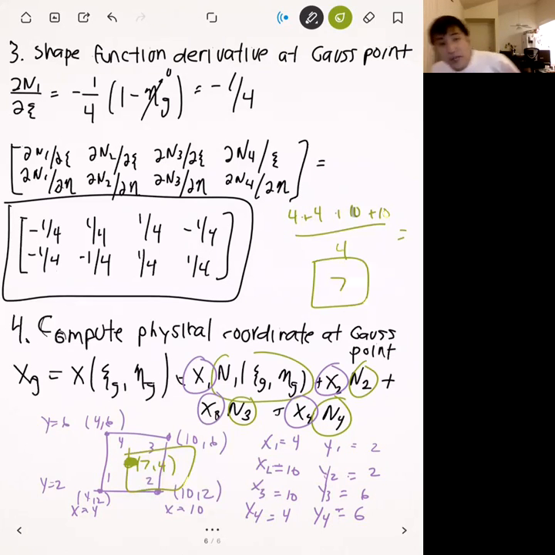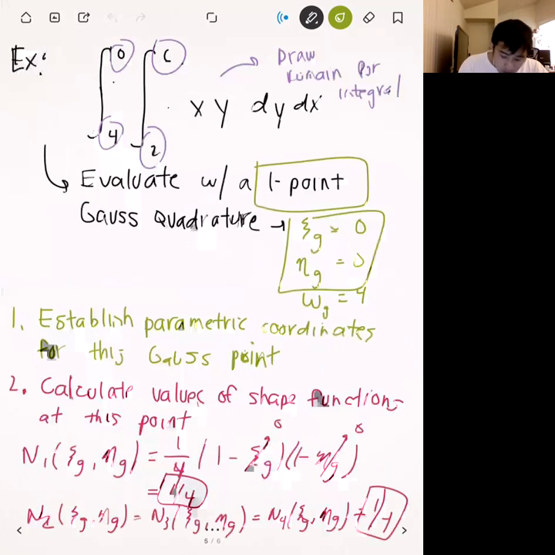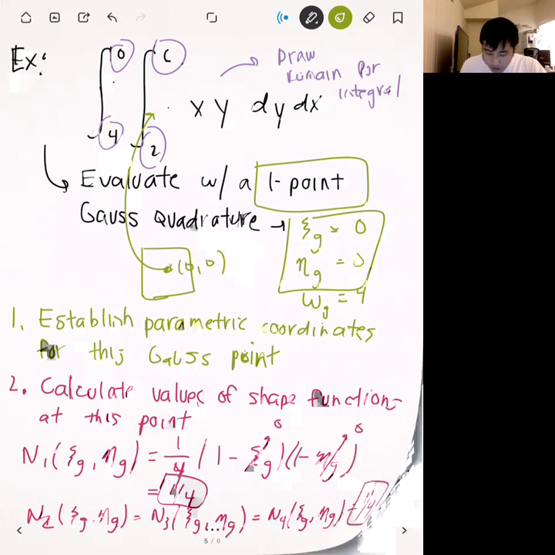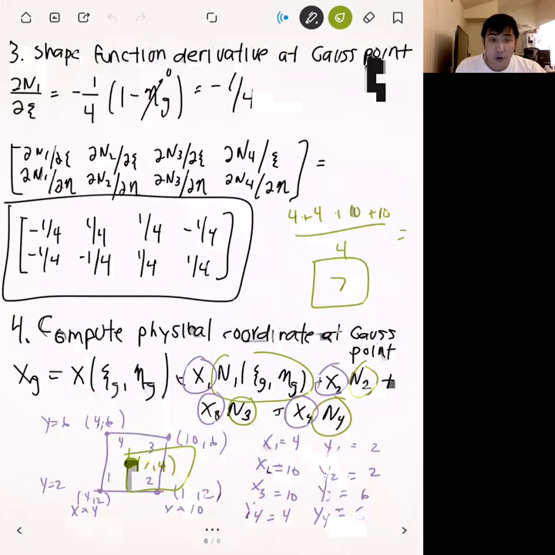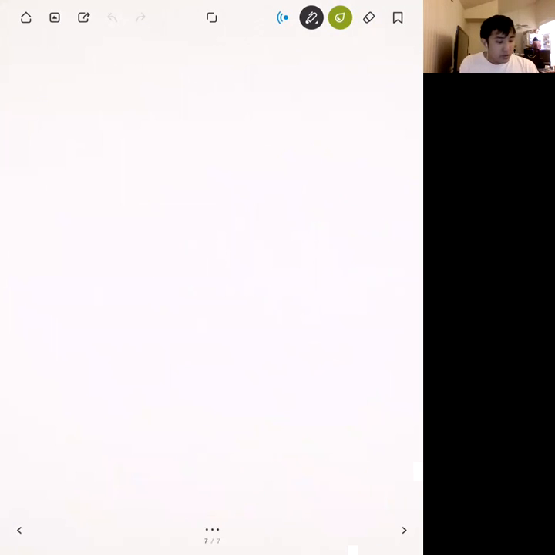That's the physical coordinates of our Gauss point. We know our Gauss point is in the middle of this parametric square, because xi g and eta g are equal to 0, so this is 0, 0. If we take this point and map it into the domain defined by the integrals, we get a coordinate of 7, 4. That's the whole purpose of step number 4: we want to get the physical coordinates of that Gauss point. And so that's step number 4.